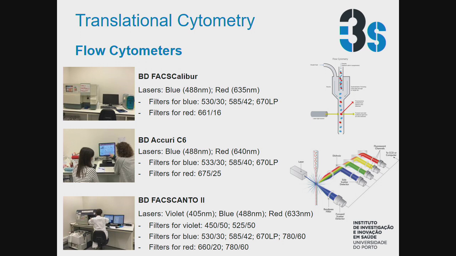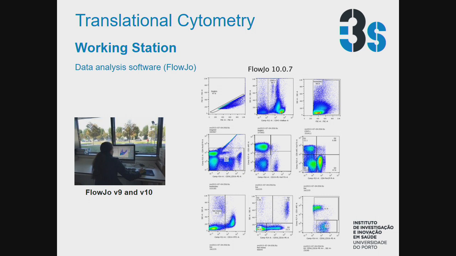Just to show you the equipment that we have here at i3S, let's start with the flow cytometers. These ones are just for analysis. We have the BD FACSCalibur that has two lasers, and we can have up to four colors. The same with the BD Accuri C6, also two lasers and four different colors. And then we have the FACSCanto II. This one has three lasers, and we can do analysis up to eight colors, so we can have a deeper analysis of our sample.